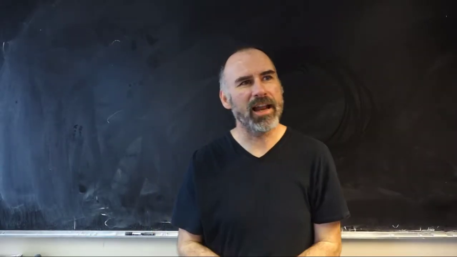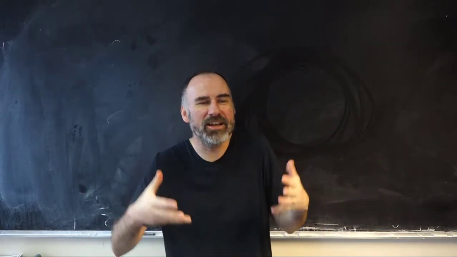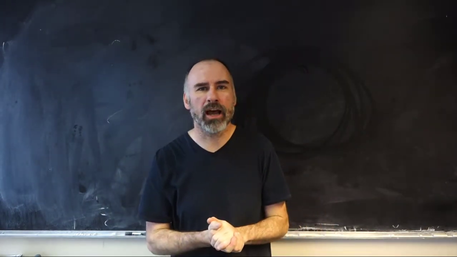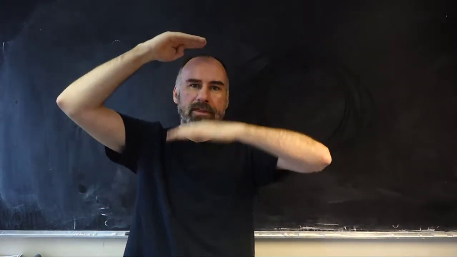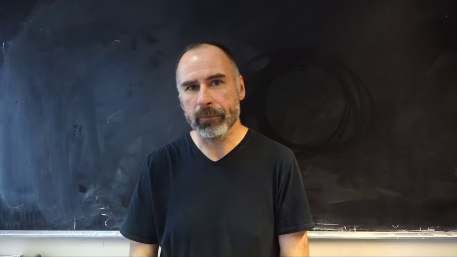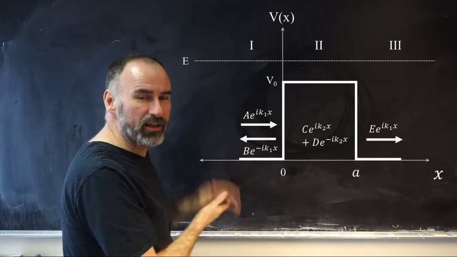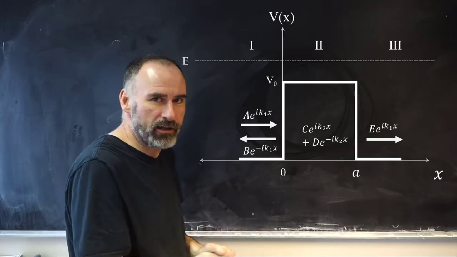Hi everyone, so this is the last in a trilogy of videos on scattering from potential energy landscapes. We looked at a potential step, and in the last video we looked at a potential barrier, and we talked about the case where the energy of the electrons was smaller than the height of the barrier, and we talked about tunneling. In this video, at least initially, we're going to look at the case where the energy of the electrons is now greater than the height of the barrier.